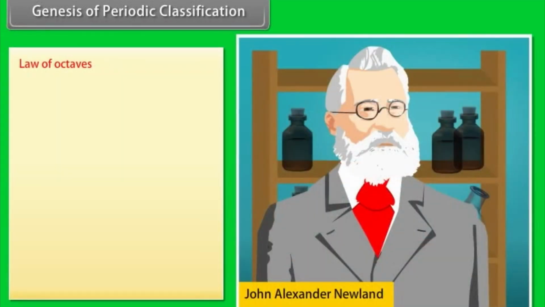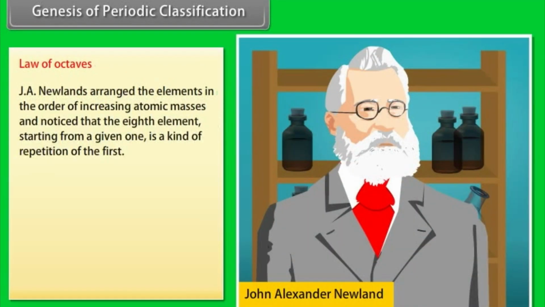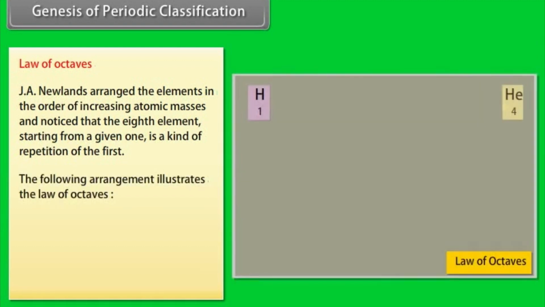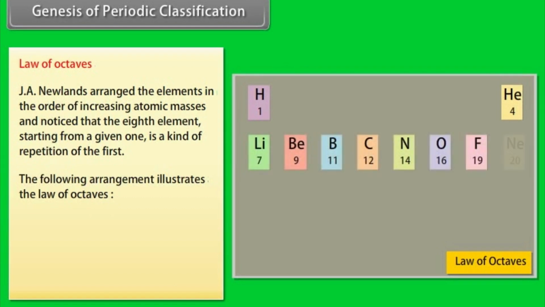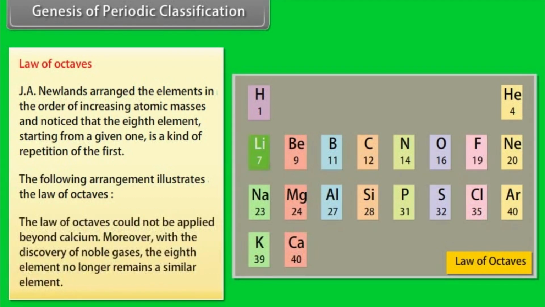Law of octaves. J.A. Newlands arranged the elements in the order of increasing atomic masses and noticed that the 8th element starting from a given one is a kind of repetition of the first. The following arrangement illustrates the law of octaves. The law of octaves could not be applied beyond calcium. Moreover, with the discovery of noble gases, the 8th element no longer remains a similar element.